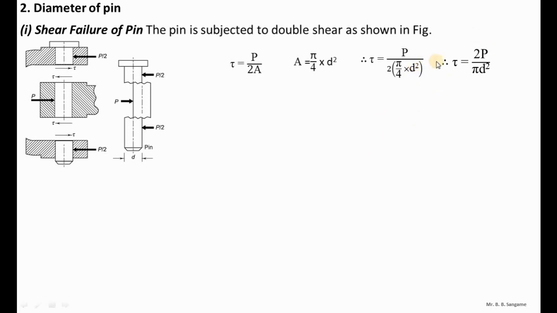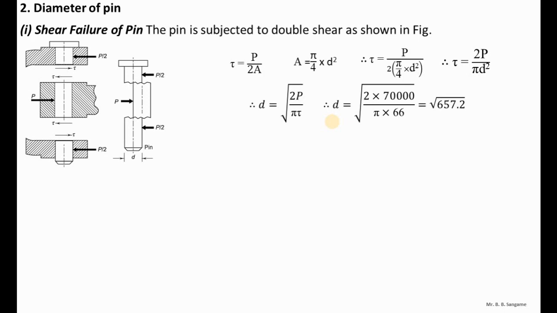So already we have the value of tau. We have calculated the permissible shear stress. Also we have the value of P, which is 70,000. So we can calculate the diameter of pin in shear. Okay, so I will convert the equation in terms of D. So it will be D is equal to root of 2P divided by pi into tau. So let us put the value of P and tau in the given equation.